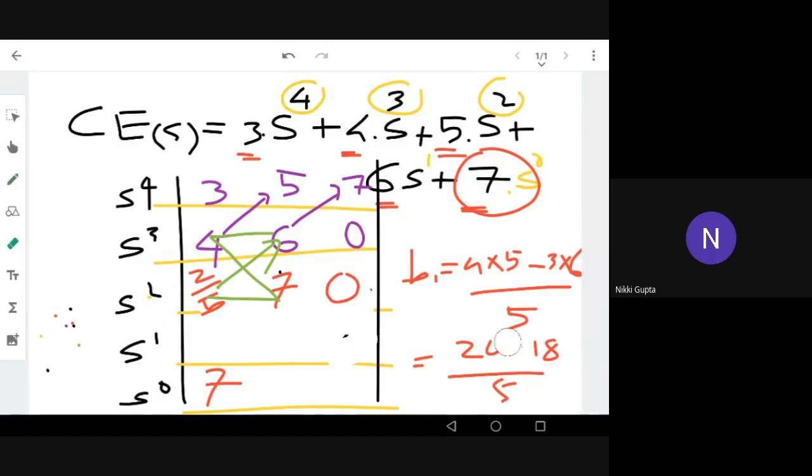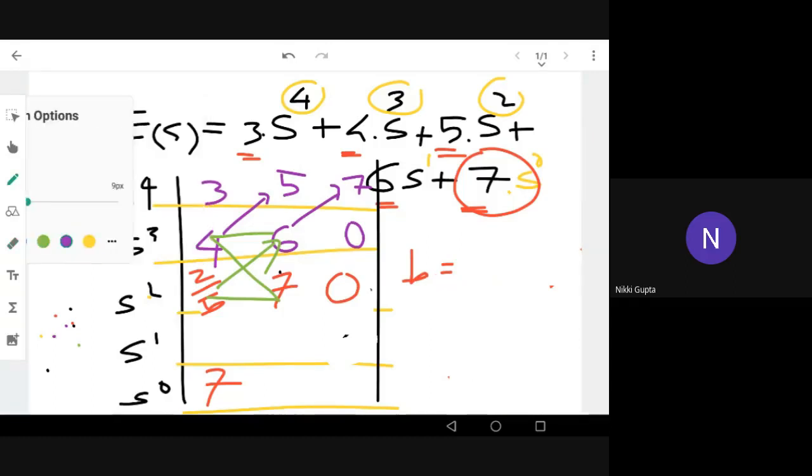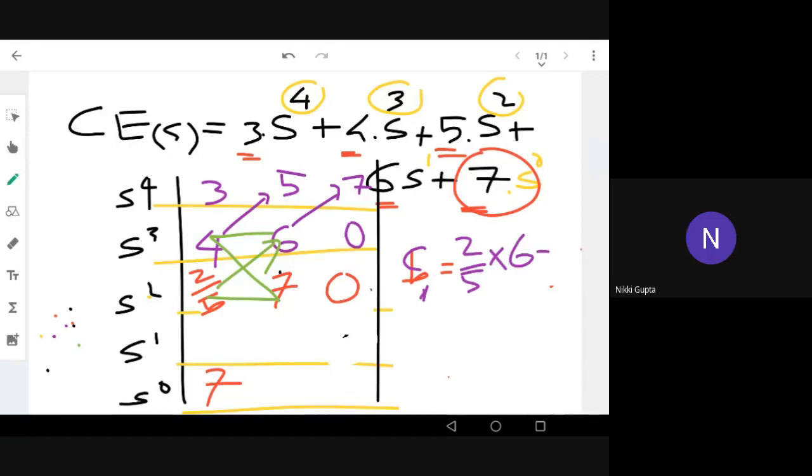So this is B. So this is C1. We are trying to go C1. That is 2 by 5 into 6 minus 4 into 7 divided by 2 by 5. So we can see there is a negative, right? Here 2 by 5 into 6 is 12 by 5, very small value, around 2 point something. Minus 28 is here, so it is a negative value. So we have a negative C1 value here.